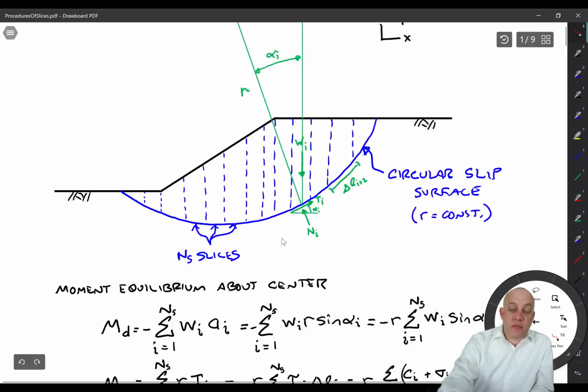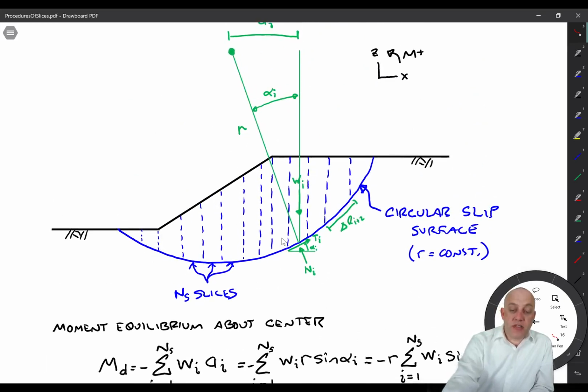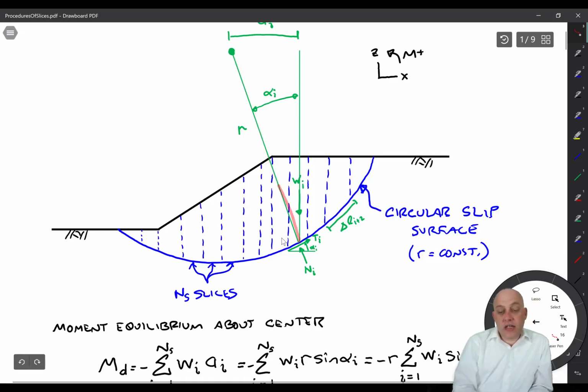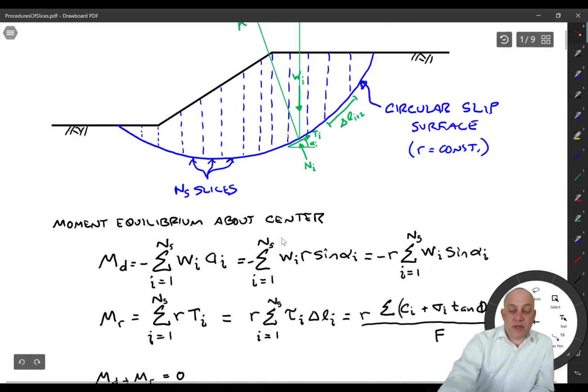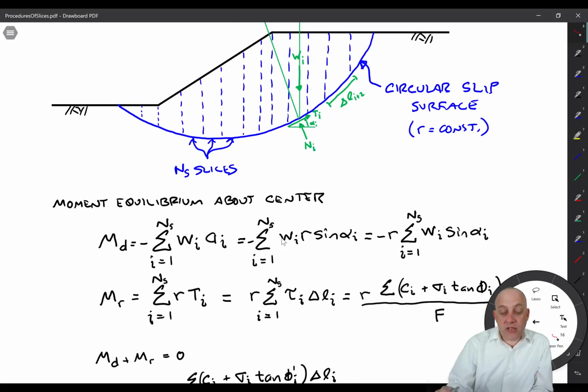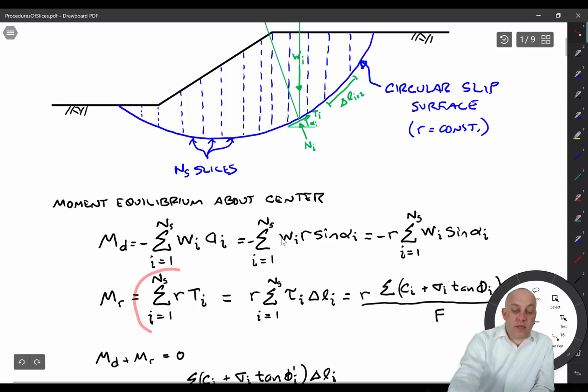All right, now the resisting moment is equal to this T term right here multiplied by R, which is that distance. And that's going to be a positive moment because T is going to act from left to right as drawn there. So the resisting moments are the sum of R times Ti. And then we can represent this T as a shear stress instead of a shear force just by dividing by the base length of the slice.